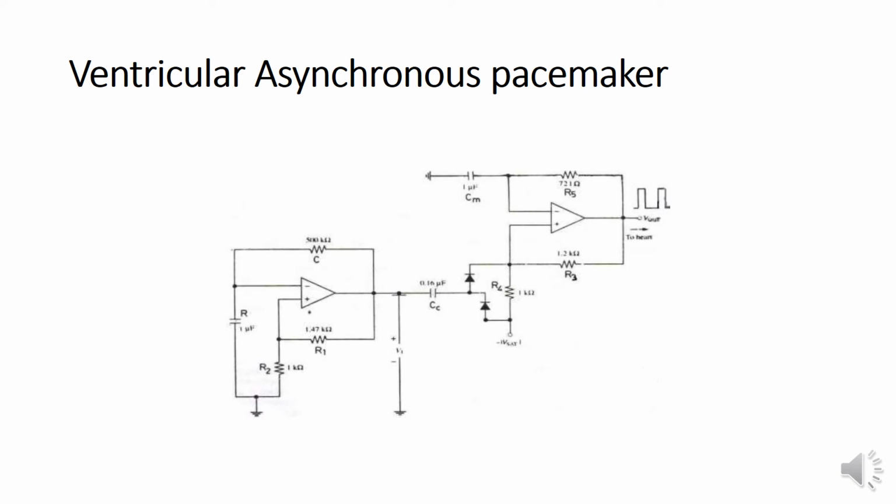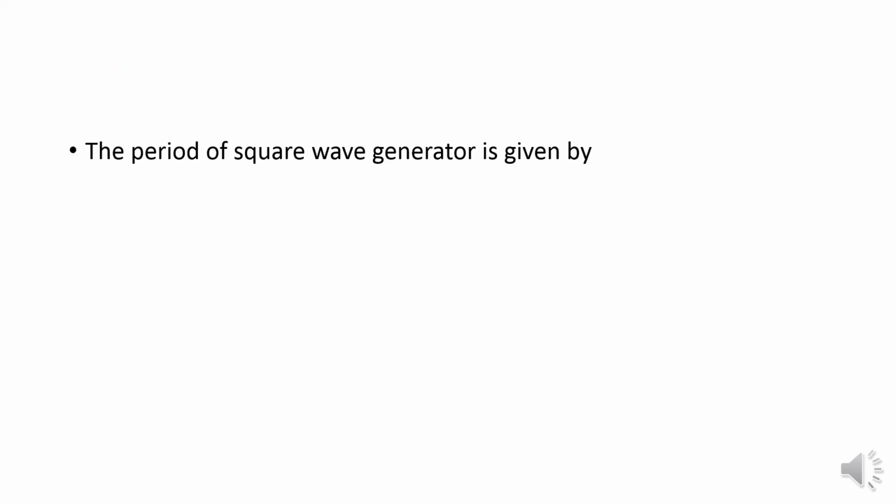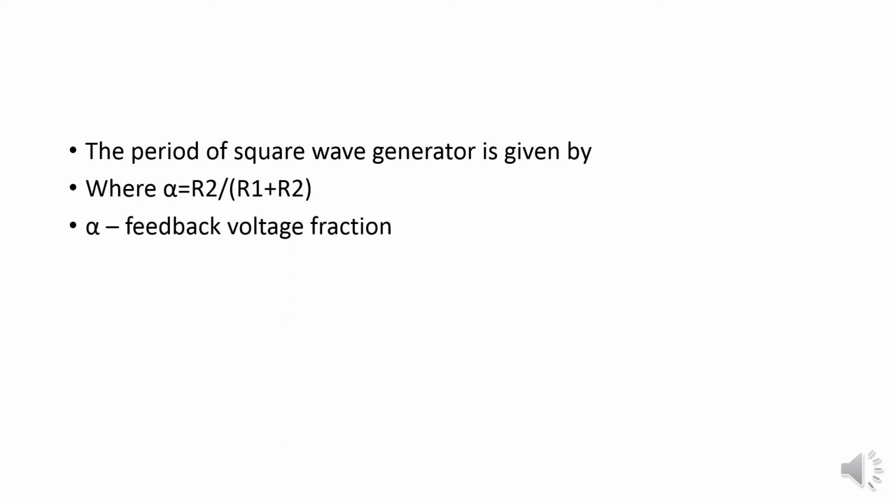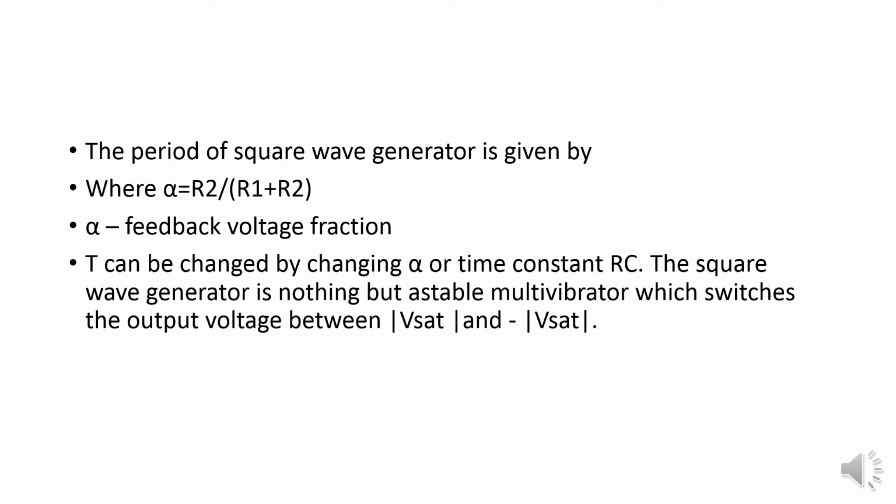This is the diagram for the ventricular synchronous pacemaker. We have one amplifier connected in inverted mode. In this method, the period of the square wave generator is given by T, where alpha is equal to R2 divided by R1 plus R2, and alpha is the feedback voltage fraction. T can be changed by changing alpha or the time constant RC.